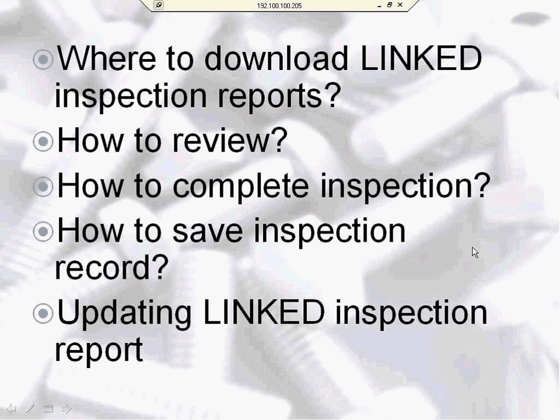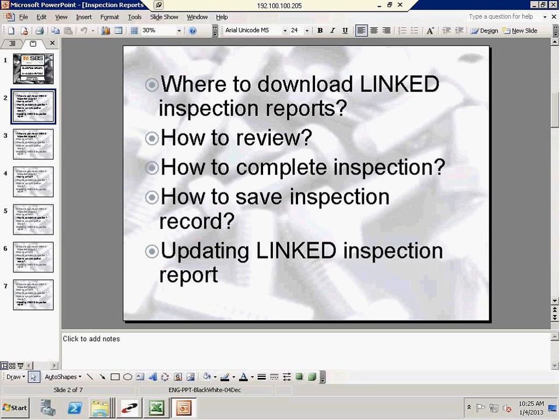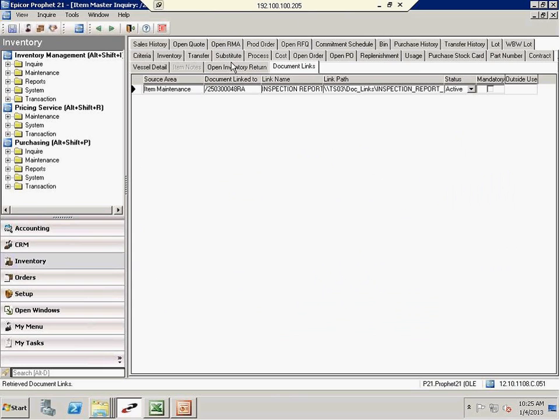Today I'm going to talk about where we can download the linked inspection reports from P21, how we're going to review them, how we're going to complete them when we do inspection, and how we're going to save them so we have a permanent record of the inspection. And if there's any issue with the inspection report, how we're going to update it, whether it's a print revision, an omission in how we're inspecting it, a non-conformance, or a new approved vendor for that part. But let's start off in P21.